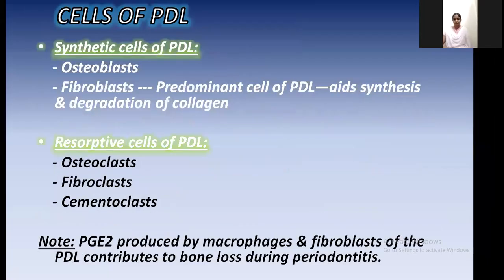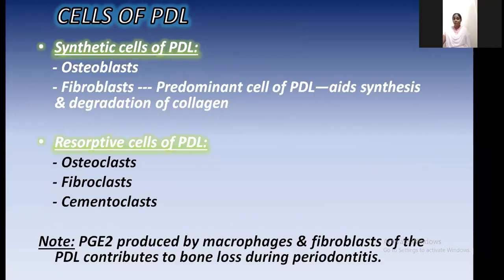Cells of the PDL are synthetic cells, osteoblasts and fibroblasts. The fibroblasts are the predominant cells of the PDL. They help in synthesis and degradation of collagen. Second is the resorptive cells of PDL. They resorb the periodontal ligament components. They are the osteoclast, fibroclast, and the cementoclast.